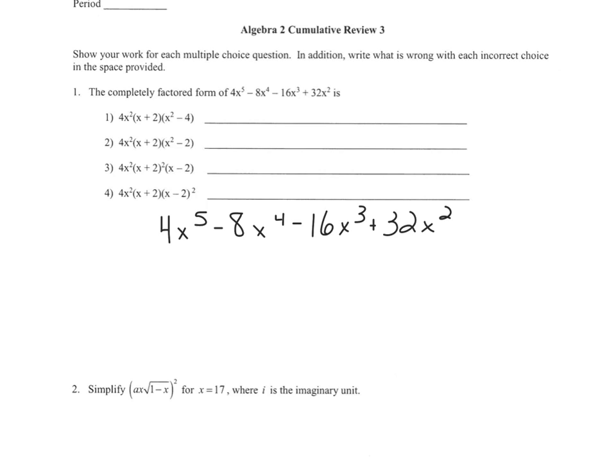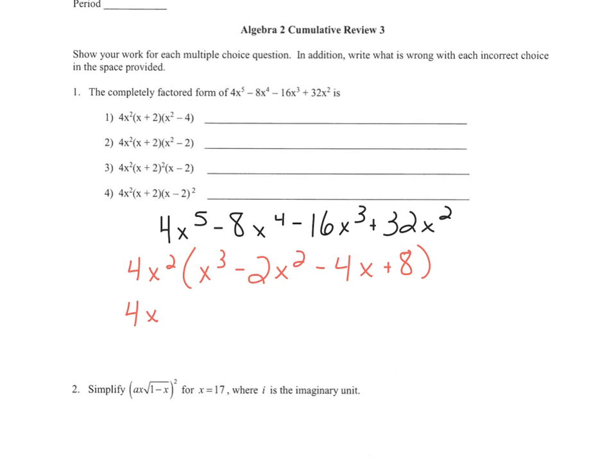I need to write the completely factored form of this polynomial. So first I look for a GCF, and I do have one. My GCF is 4x squared. So when I take that out, I'm left with x cubed minus 2x squared minus 4x plus 8. From here, I need to do grouping.